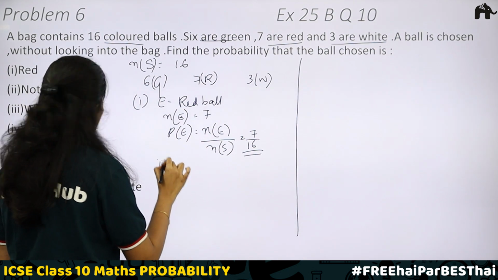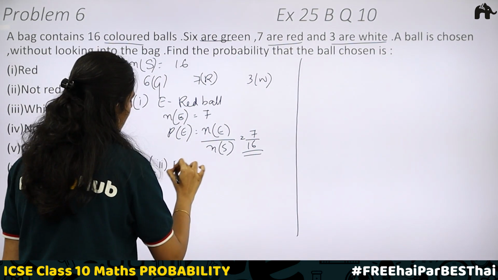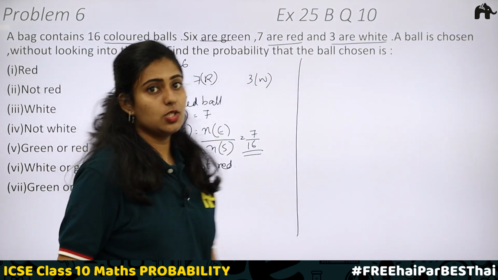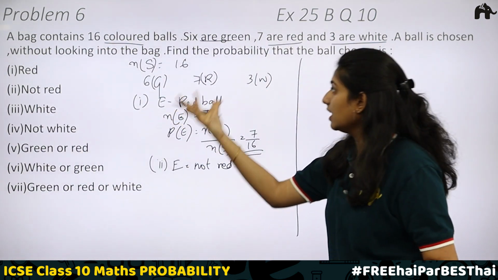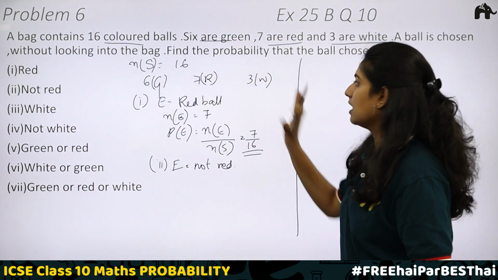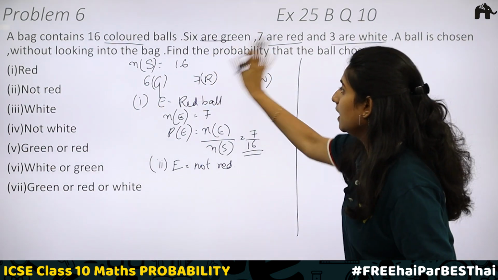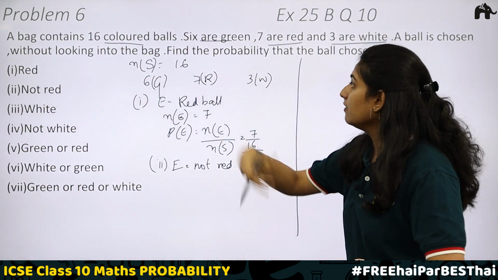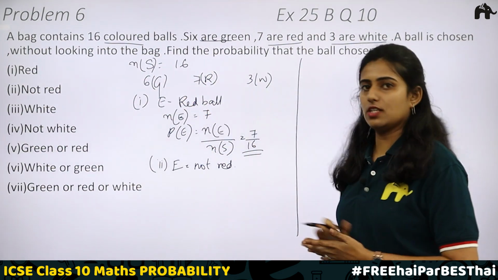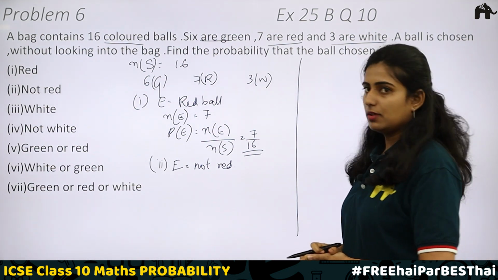Now the second one, the event is not red. It should not be red. If it is not red, it can either be green or it can be white. So both these can be included. You have to just eliminate the red balls. That is, take away all the red balls, and from these two options, that is green and white, you can choose the balls. Then how many will be there?